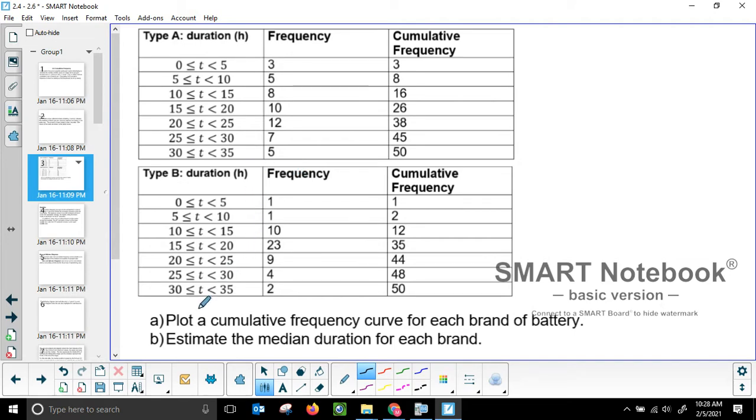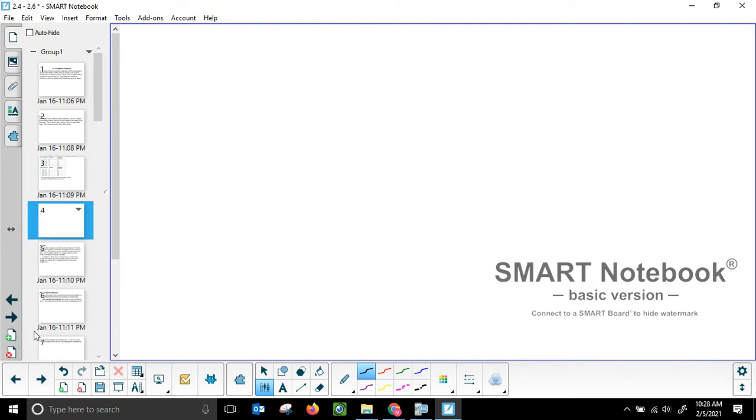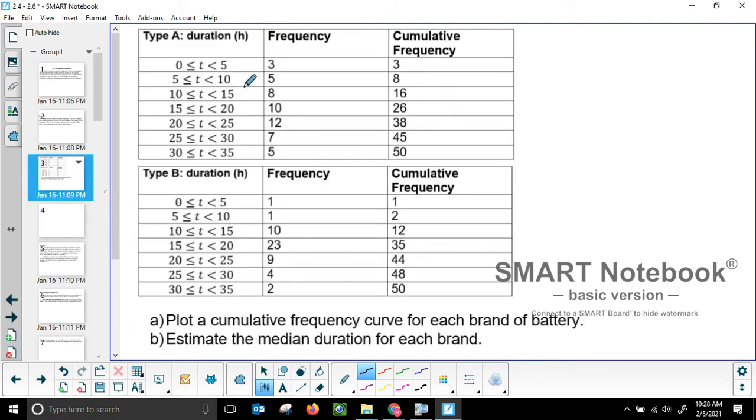A, plot a cumulative frequency curve for each brand of battery, and B, estimate the median duration for each brand. So let's go ahead and add an extra slide here. Going back here, basically we're going to need a set of points. We're going to be graphing points essentially. We always use the upper bound of our range and the cumulative frequency. So this will be my x coordinate, this will be my y coordinate.